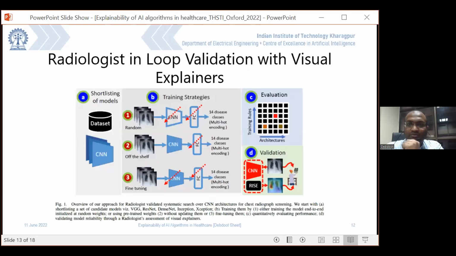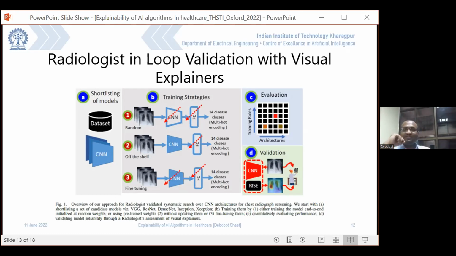So what we wanted to do here is introduce another new aspect: do I have some sort of a visual explainer available for these models, which a radiologist can trust? So now comes the point: can we get a radiologist in the loop? Can we do a validation with visual explainers? The task was pretty straightforward. You have a data set, you have several sets of CNN models, they are all trained. Great. You take each of them, and how they are trained is something like this.